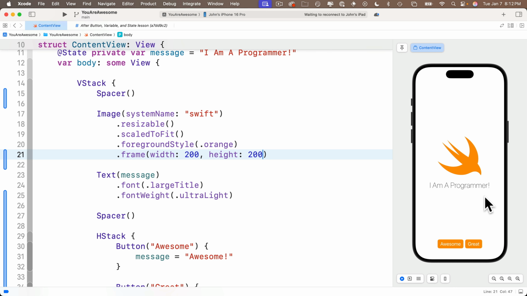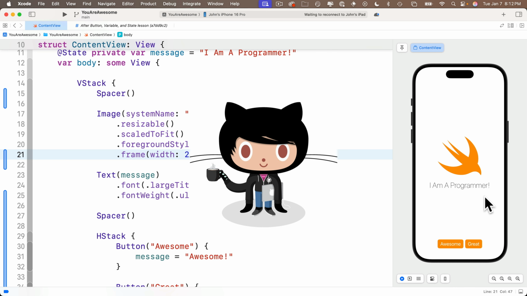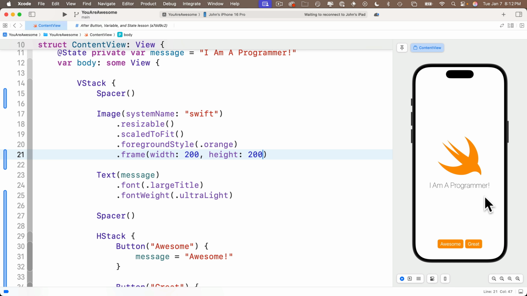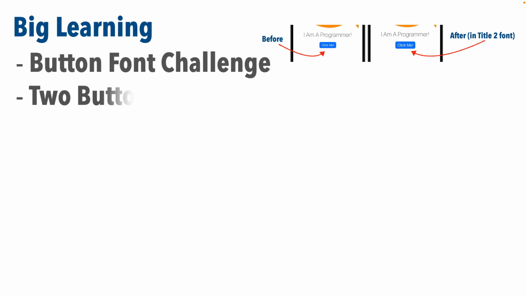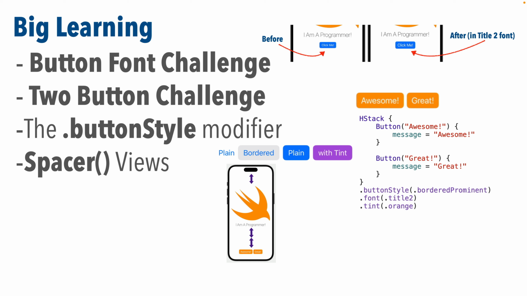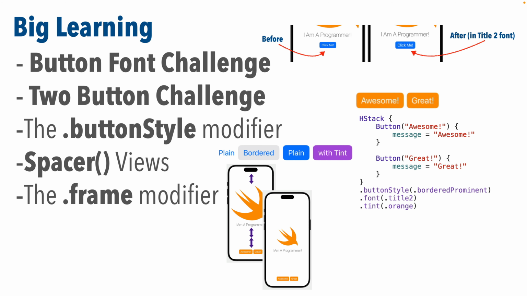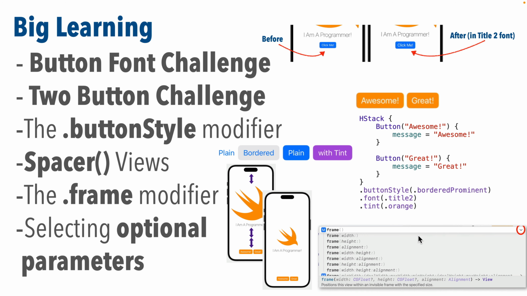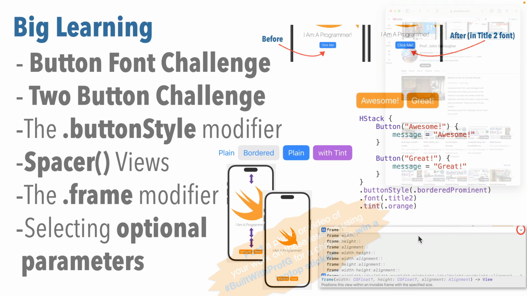With this lesson done, don't forget to commit and push. And with that, Swifter, you're now armed for a full project challenge, which we'll have in the next video. But first, bask in the glorious accomplishment of more big learning. We had some mini challenges in here. You learned how to format a button style, working with the spacer. We learned about the frame modifier, but also about optional parameters and how we can select optional parameters in code completion.